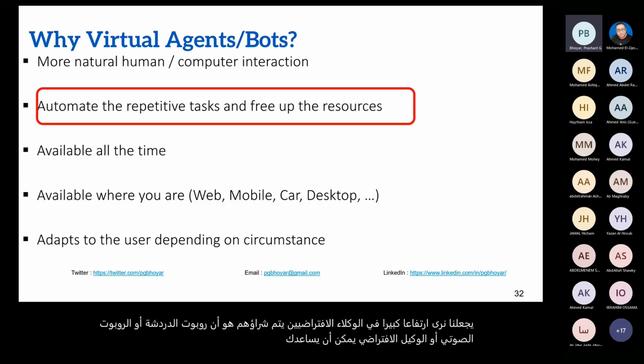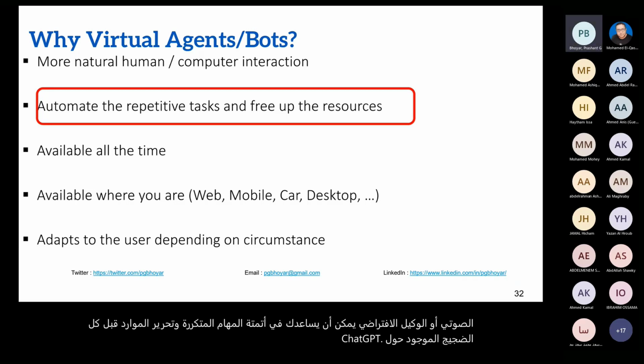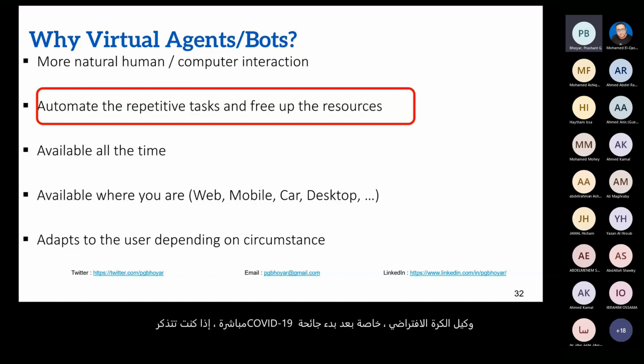Like before all the hype that is around ChatGPT, a lot of organizations started to use Power Virtual Agent, especially right after the COVID-19 pandemic started. If you remember 3 years before, March 2020, most of the organizations throughout the world started asking their employees to work remotely right after the pandemic started.